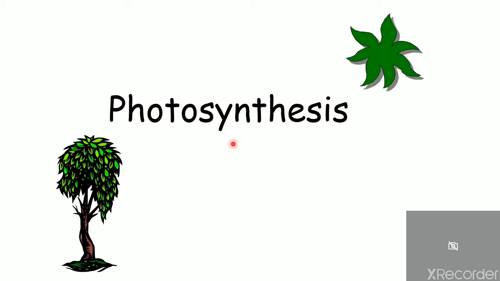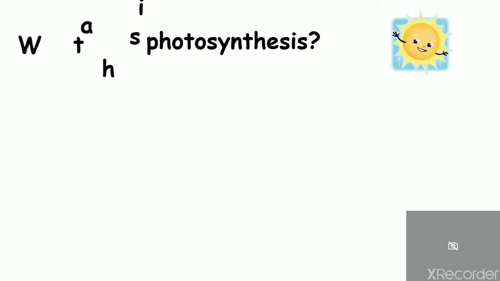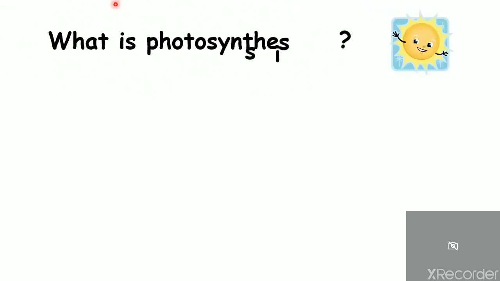Now, the term photosynthesis, if we break it, we'll see that it is comprised of two words, that is photo and synthesis. So photo means what? Photo means light, and synthesis means putting together. So what we can say, photosynthesis means putting together all the raw materials in the presence of light. So let's see what is photosynthesis.